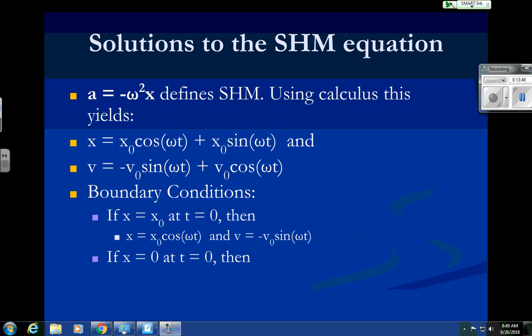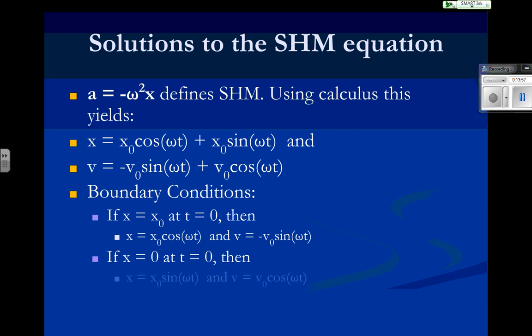Now, the second boundary condition is if at t equals 0, the object was at equilibrium. Rather than being at an extreme, if it was at equilibrium, then our equations look like this. Position is a sine function, and velocity is a cosine function. So if at t equals 0 we started with the object at equilibrium, these two pieces of the equations disappear, and this becomes our equation for position and for velocity of the object at some time t later.